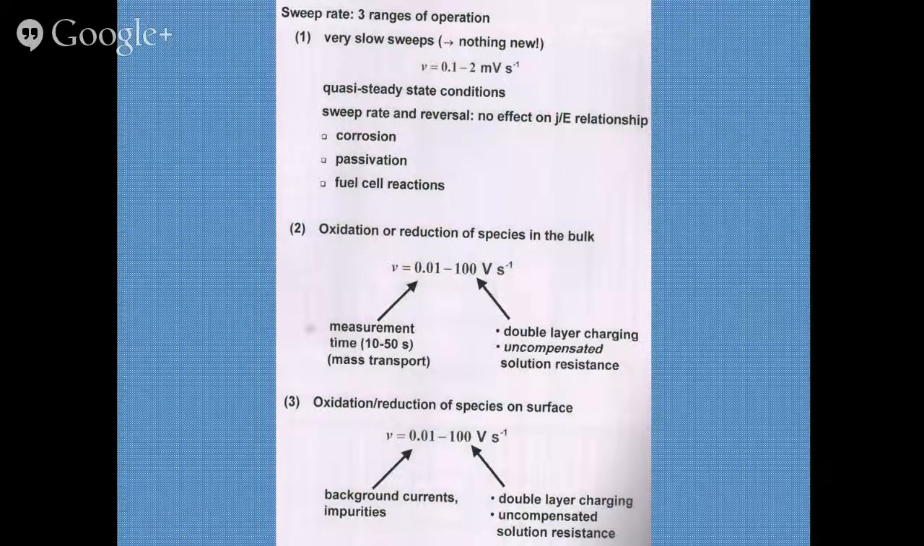For electrochemical oxidation reduction, the speed is 0.01 volt to 200 volts per second. So the time scale that we are measuring is of the order of 10 seconds for the mass transport. It gives rise to double layer charging and uncompensated solution resistance. For oxidation reduction of species on the surface, once again the potential scan is 0.01 volt to 100 volts.